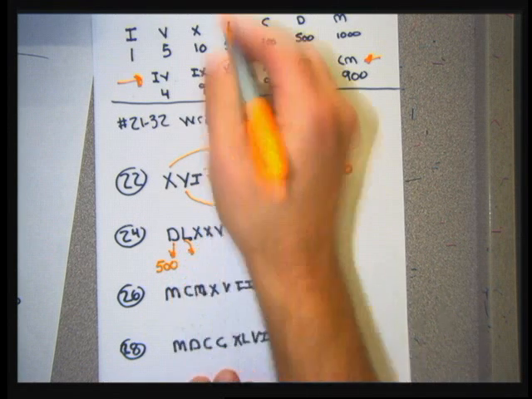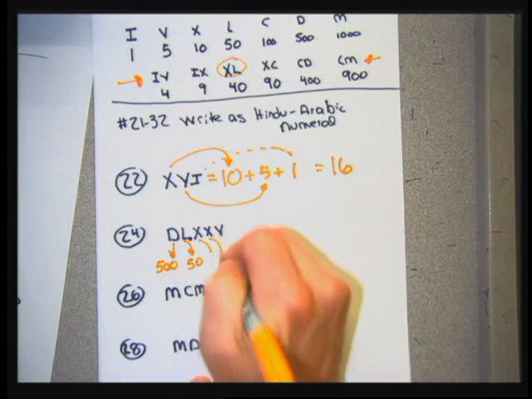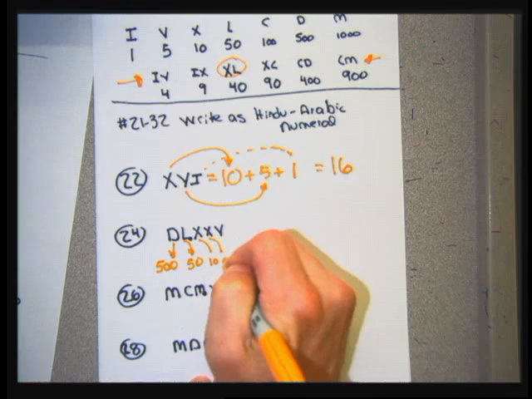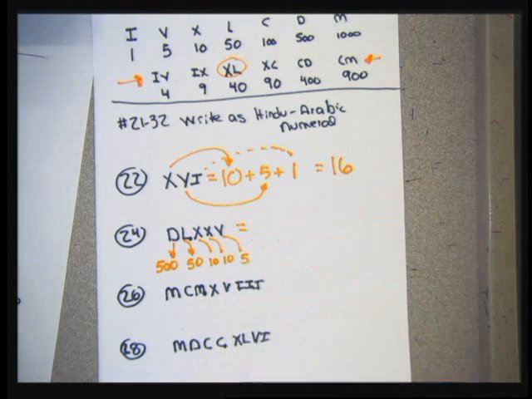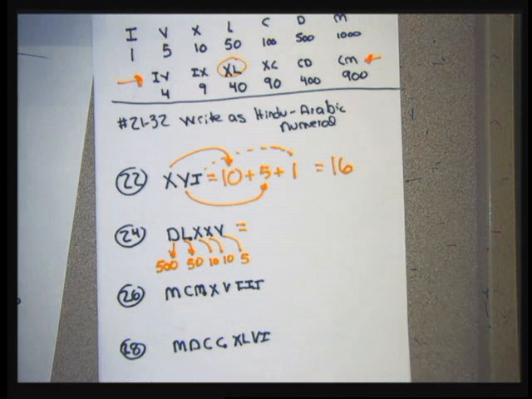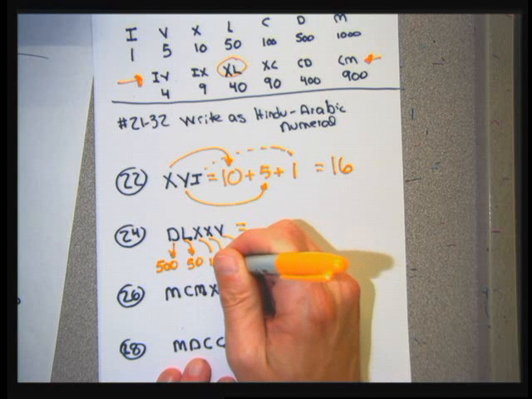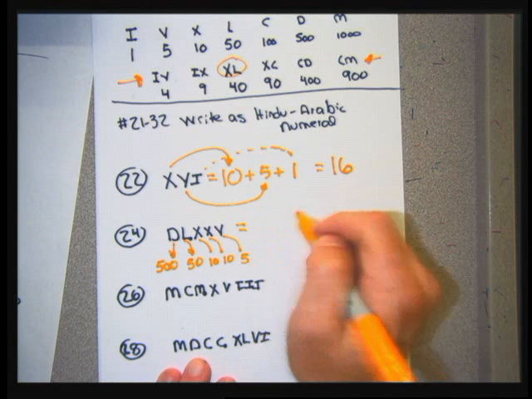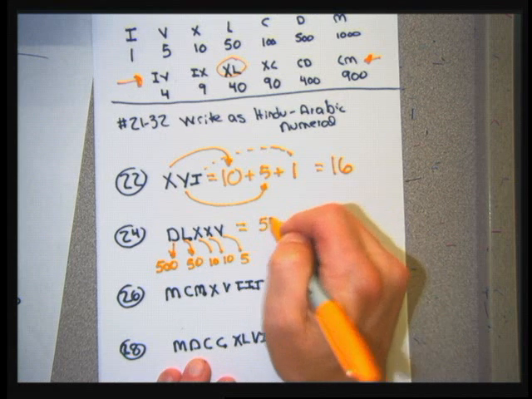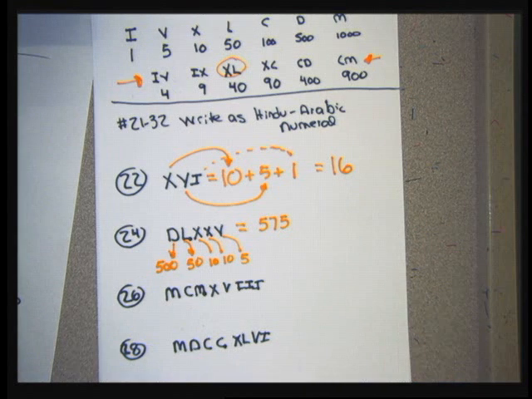This L represents 50. Each of these X's represents 10. I can write them down as a 20 if I want to. And that V represents 5. To figure out what this Roman numeral is as a Hindu-Arabic numeral, I'm just going to add those individual numbers together. 500 plus 50 is 550, plus 10 is 560, plus 10 is 570, plus 5 is 575. So for 24, DLXXV is equal to the number 575.